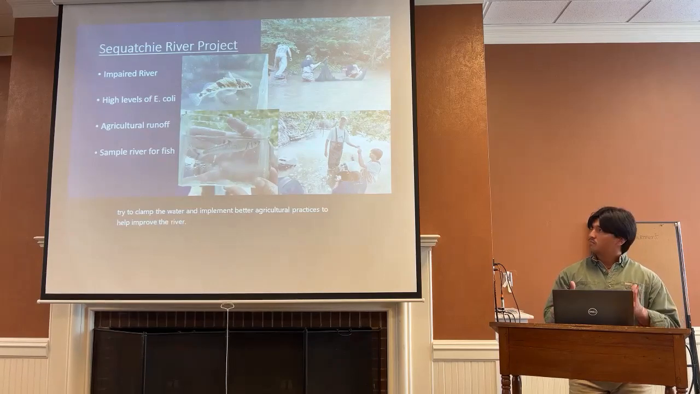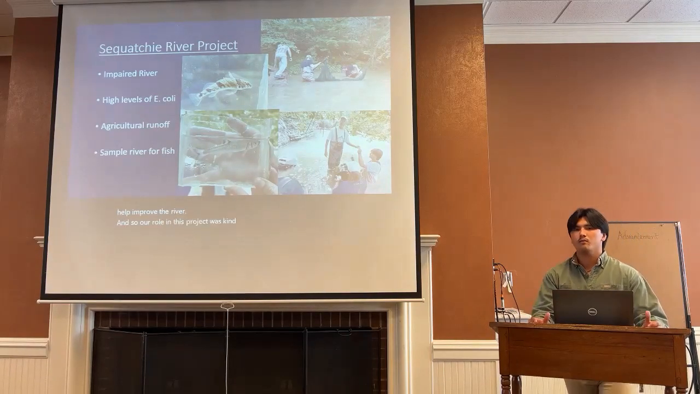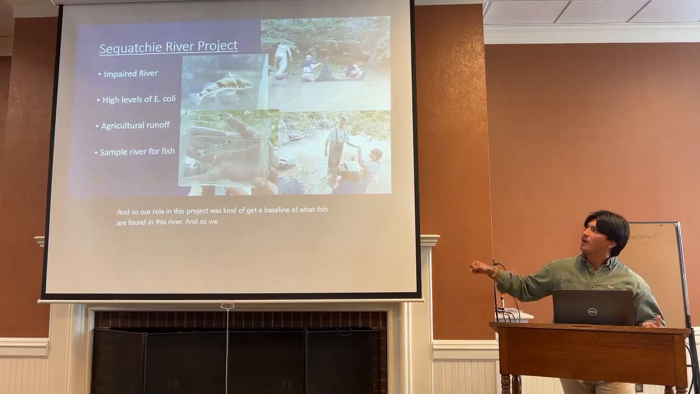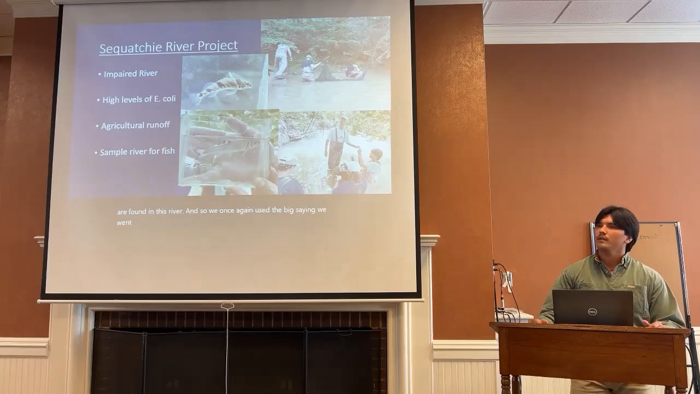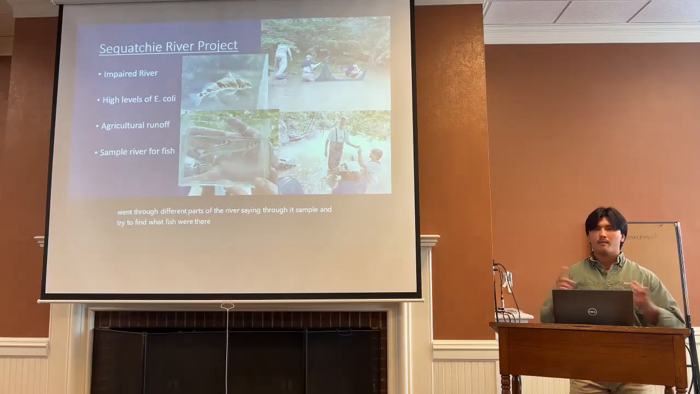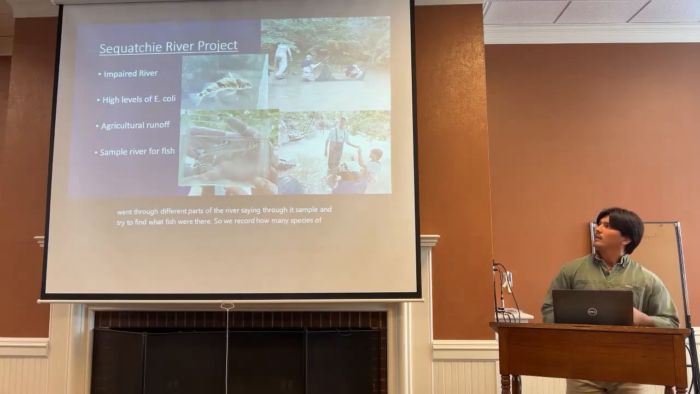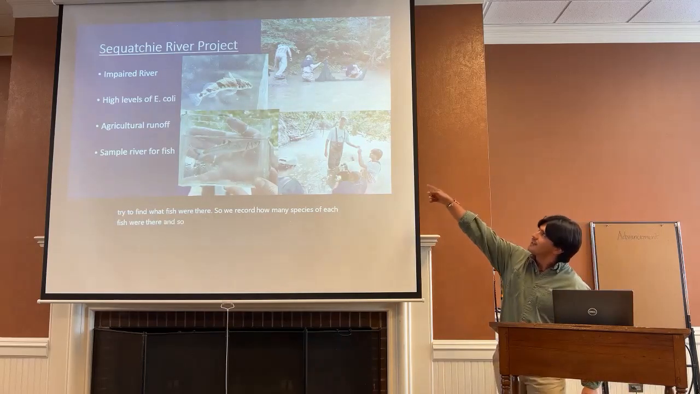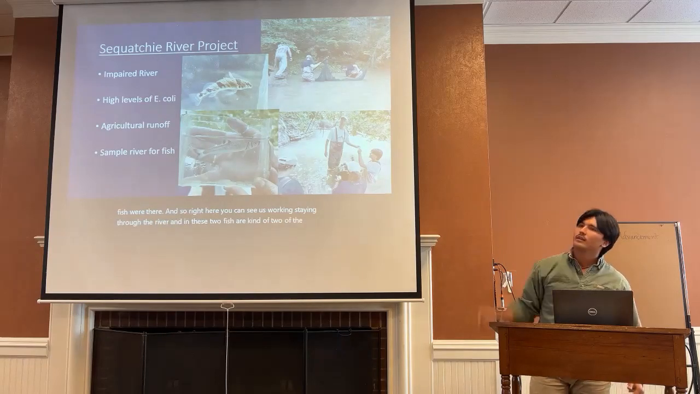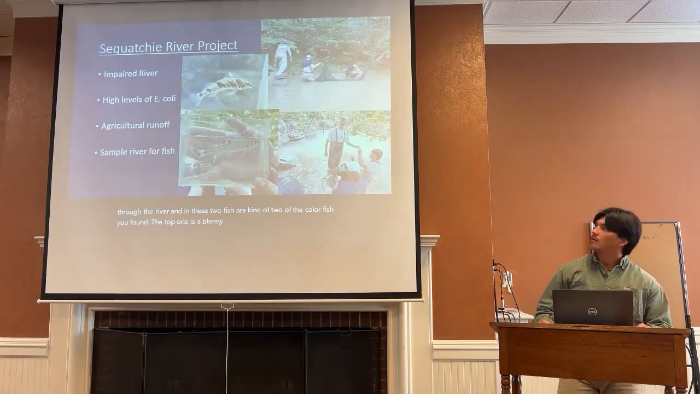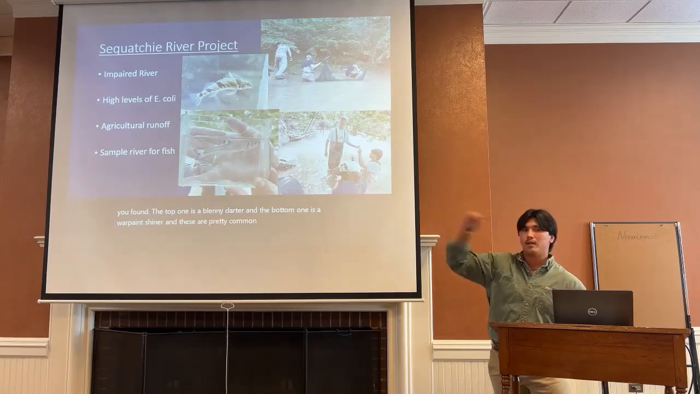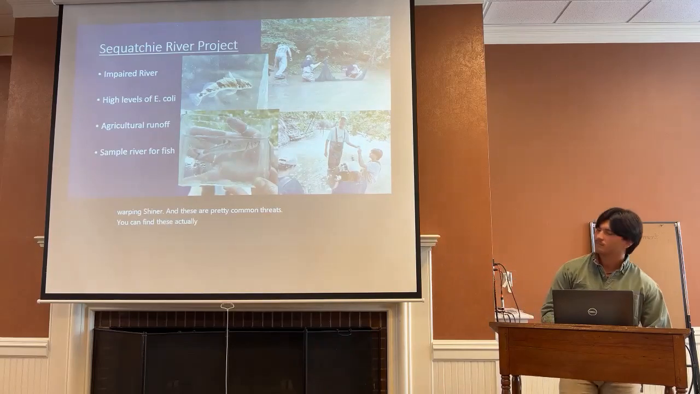And so our role in this project was to get a baseline of what fish are found in this river. And so we, once again, used a big seine. We went through different parts of the river, seined through it, sampled, and tried to find what fish were there. So we recorded how many species of each fish were there. And so right here, you can see us working, seining through the river. And then these two fish are two of the cooler fish we found. The top one is a blenny darter, and the bottom one is a water paint shiner. And these are pretty common throughout Tennessee. You can find these actually in the Little River right outside campus.